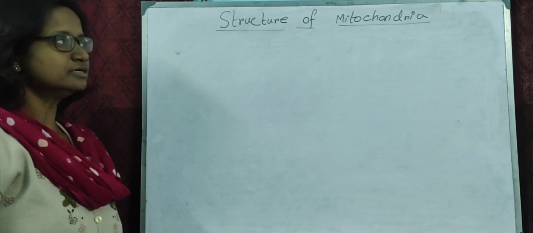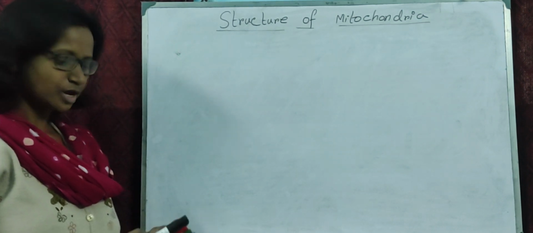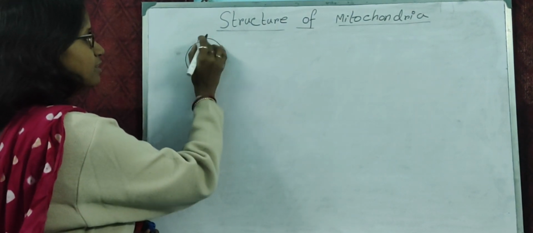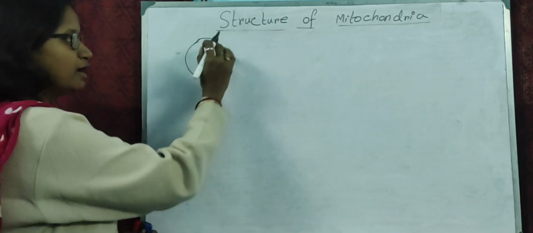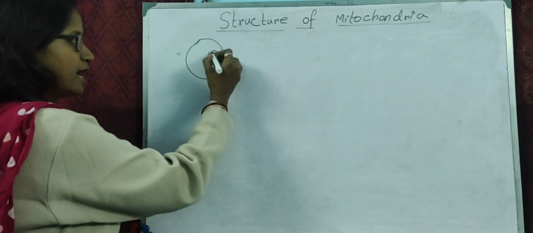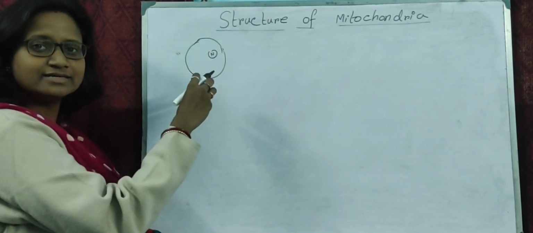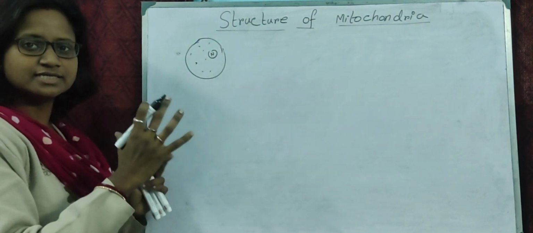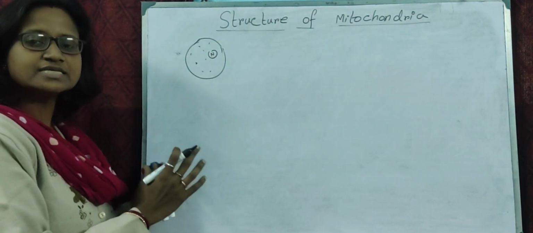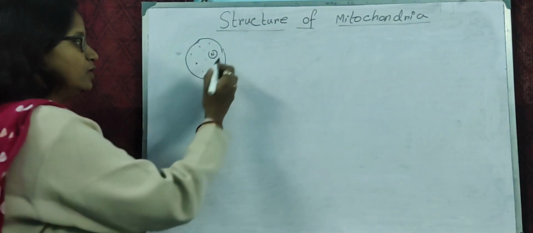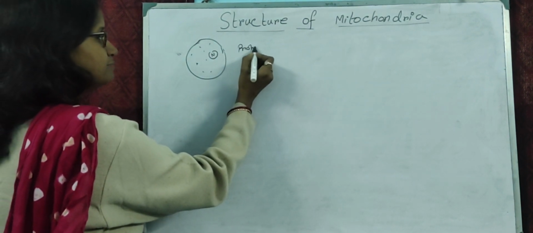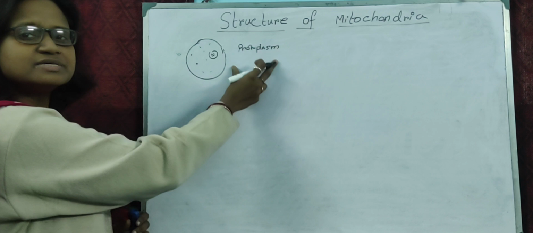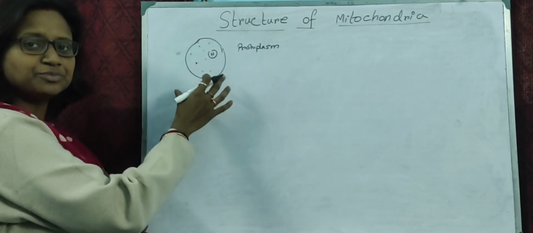Mitochondria is a cell organelle. We all know that a cell is a membrane-bound structure. It has a nucleus inside it. It has cytoplasm also. The whole content, the living matter of the cell, is called the protoplasm. And protoplasm is actually made up of nucleus and cytoplasm.